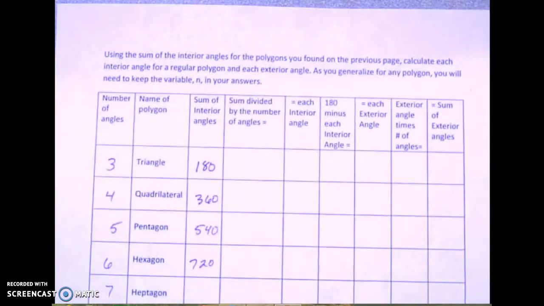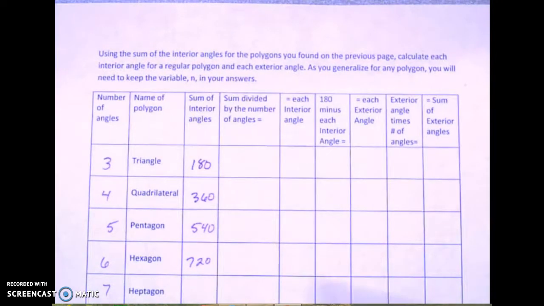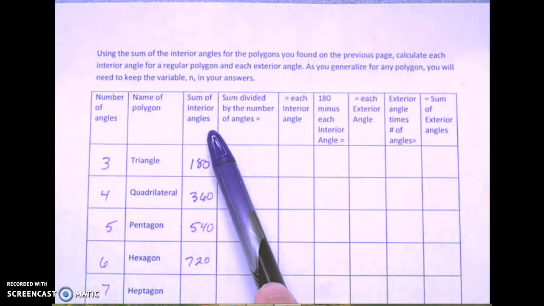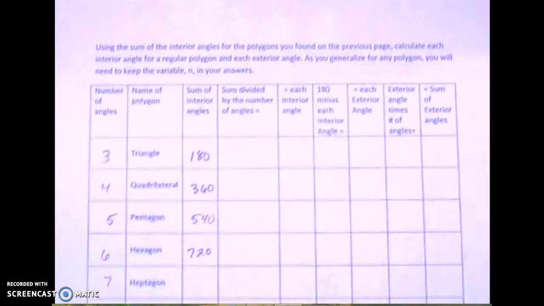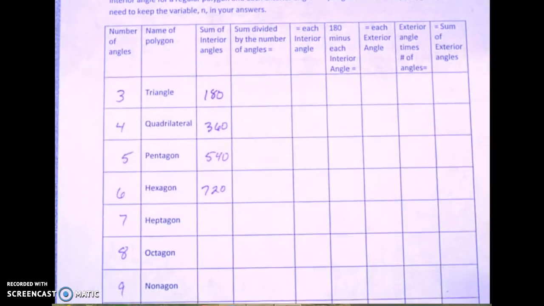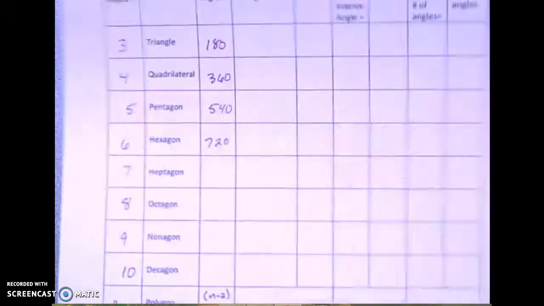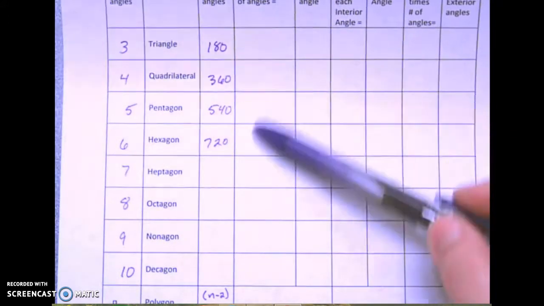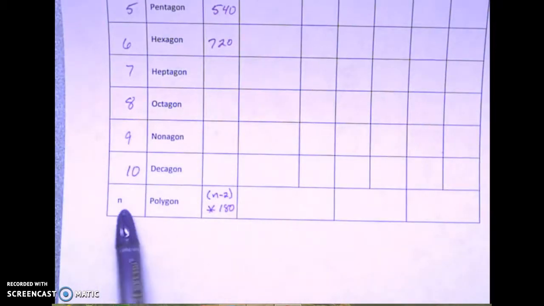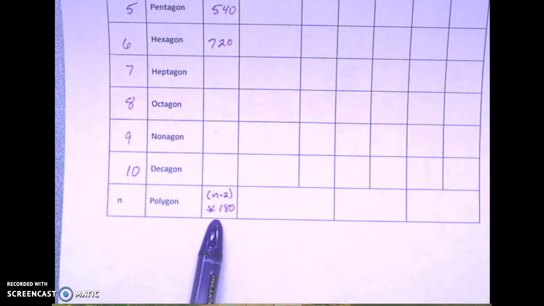On the back side of the page, we're going to fill in the number of angles for each shape, which is the same as the number of sides, and the sum of the interior angles that you found on the previous page. So go ahead and fill in those 2 columns of this chart: how many angles each shape has, and the total that you got from the previous side of the page. And remember that we did generalize for any polygon n, we had n minus 2 times 180.